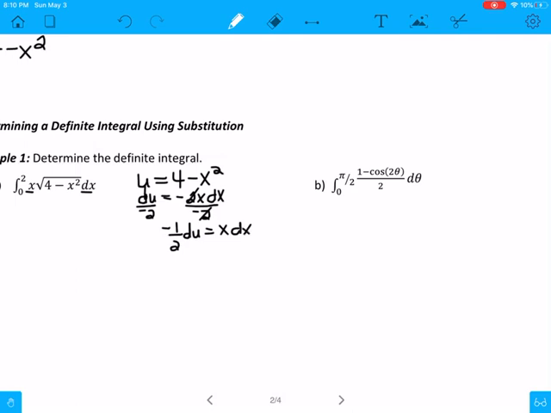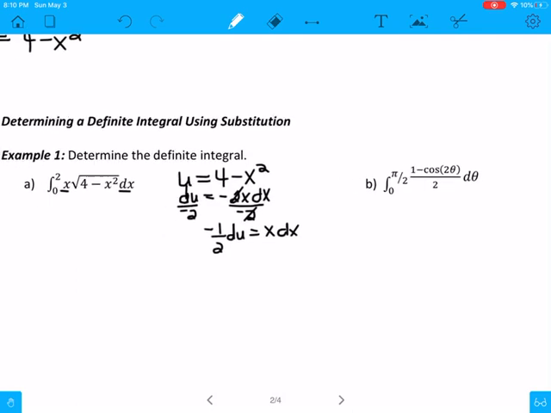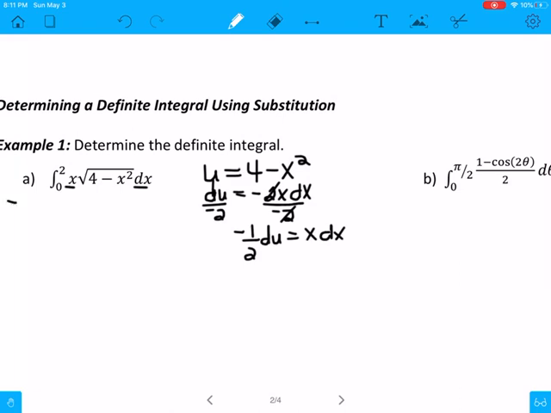So we replace like we did before. We're going to get, not 0 to 2, I'll show you why in a second. So the x dx gets replaced with negative a half du. So I'm going to get negative a half and then du at the back. And then this square root of 4 minus x squared becomes the square root of u. And the square root of u is just u to the half. So I'm going to write that. Okay? So that's all the same.